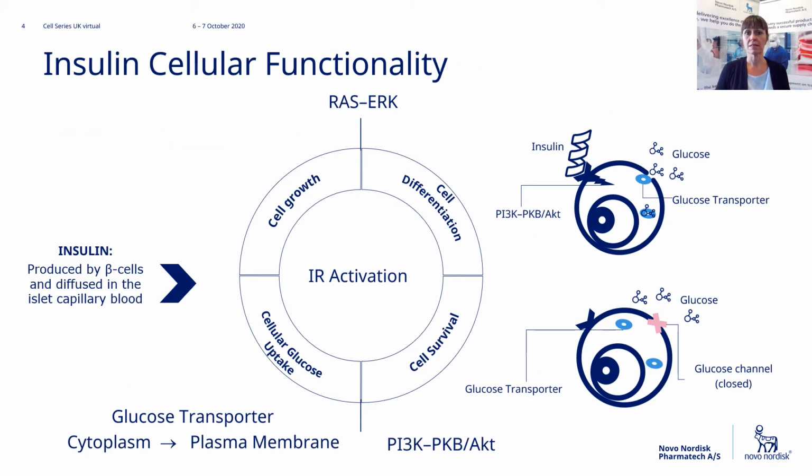So what is insulin cellular functionality? In vivo, insulin is a major metabolism regulating hormone. It is secreted by beta cells of the islets of Langerhans in the pancreas. The major function of insulin is to maintain low blood glucose levels. In vitro, insulin functions as a growth factor. Insulin is actually a member of a family of growth factors, including the insulin-like growth factors IGF-1 and IGF-2.